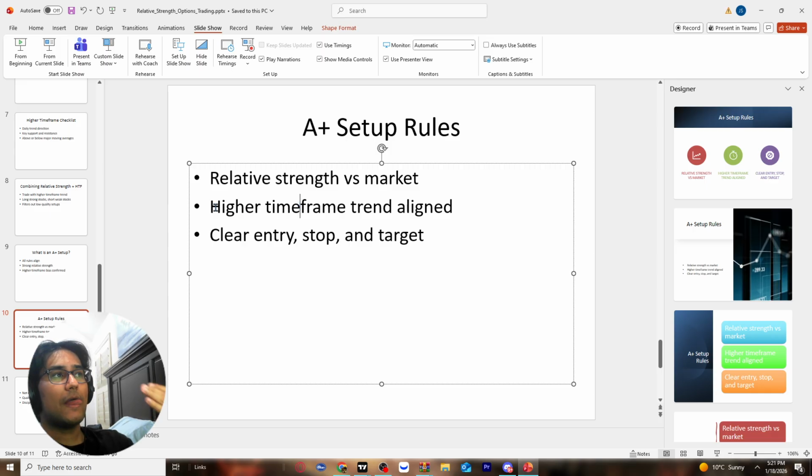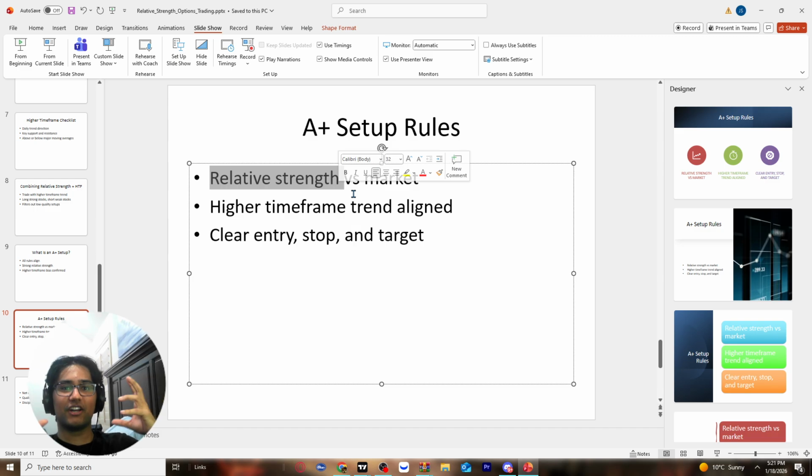Simple as that, right? And also if Tesla has higher time frame, the higher time frame is making higher highs and higher lows, and also showing relative strength above our key levels. That's literally an A plus criteria for us to take a setup.